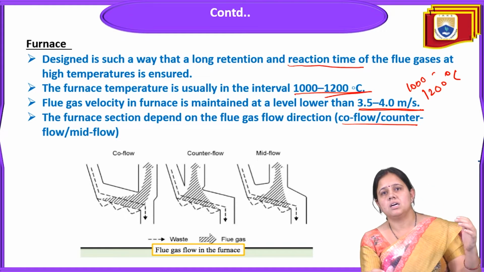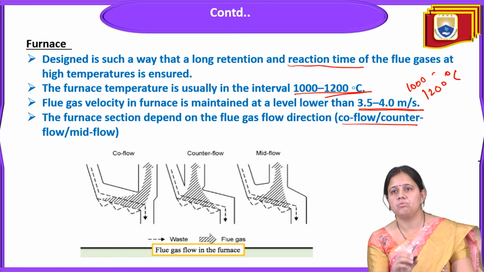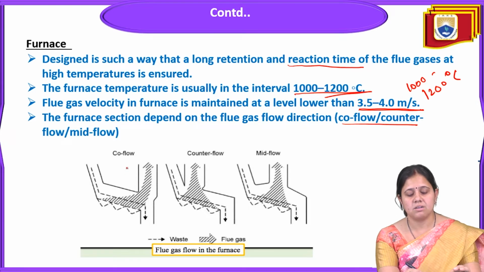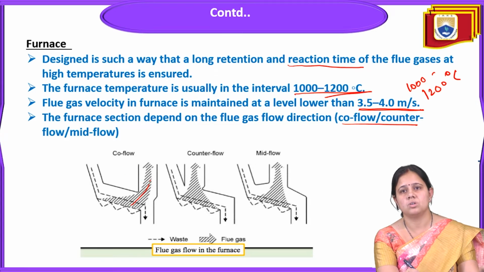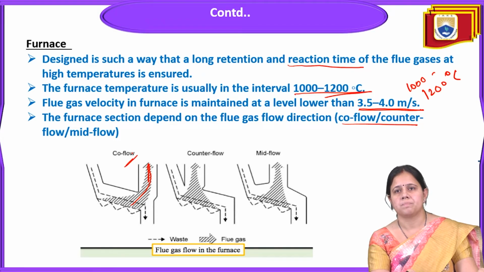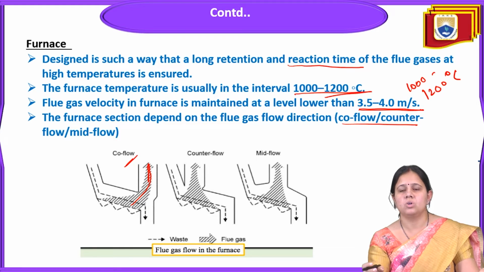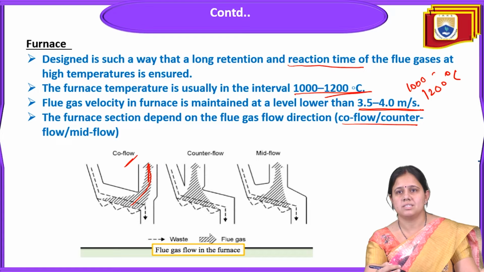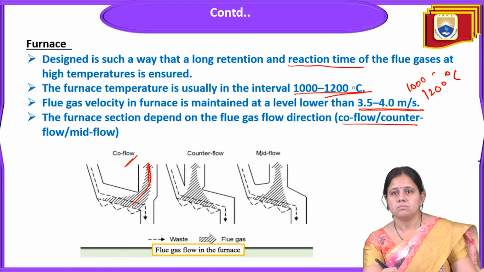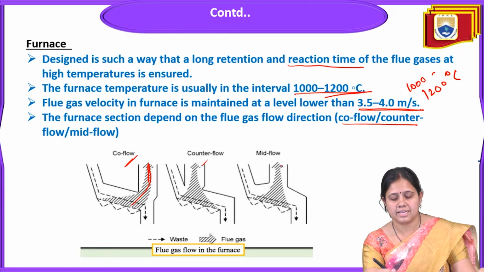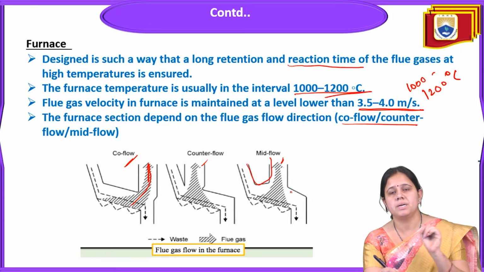The furnace section depends upon the flue gas flow direction. When the flue gas comes in the same direction, it is called co-flow. Next is the counterflow. Counterflow means the flue gas flows in the opposite direction. And this is the mid-flow, where it flows in the middle. So the furnace section depends upon the flue gas flow direction.